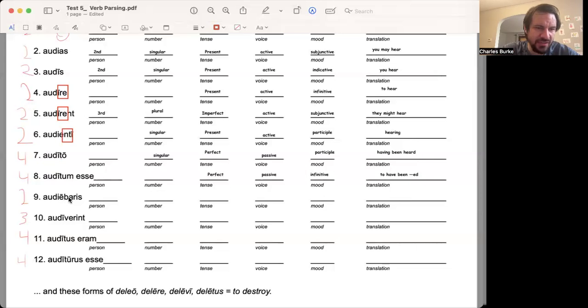All right. Audiebaris. We said it's from the second principal part. Means it's present, imperfect, or future. We know it's the BA, so we know it's imperfect. So this is our imperfect indicative. Remember, indicative is our default.